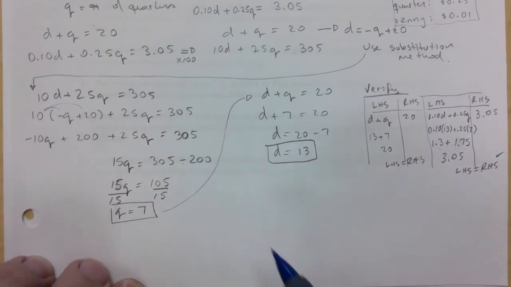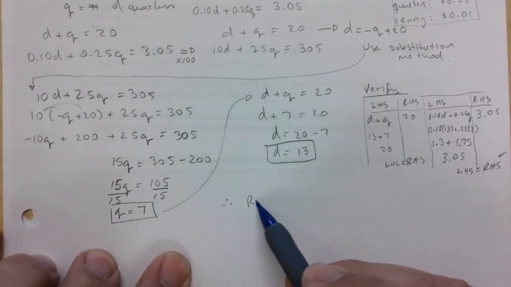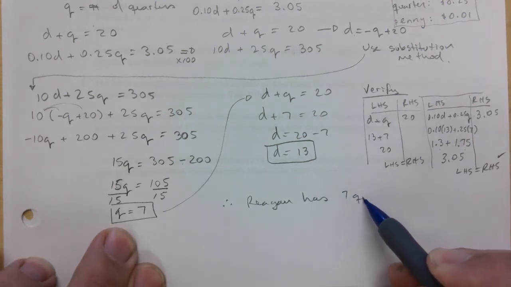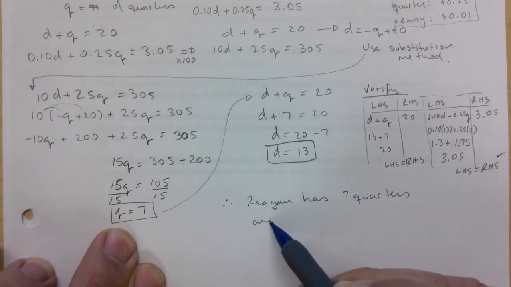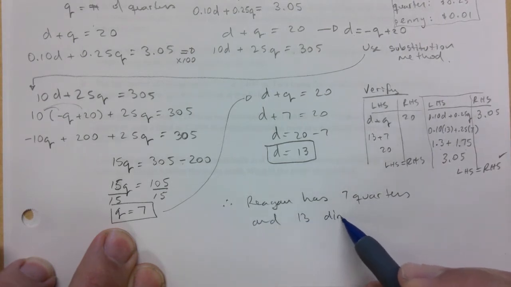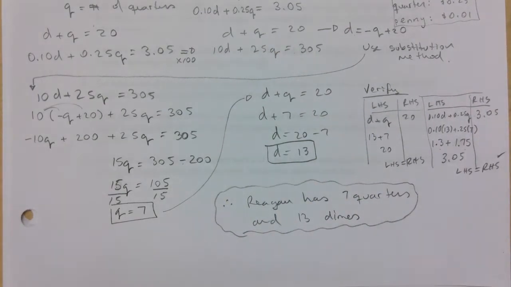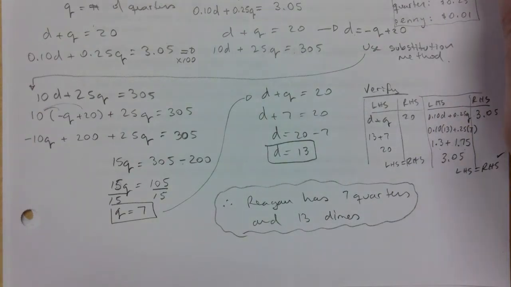Okay, and therefore Reagan has 7 quarters and 13 dimes. Okay.